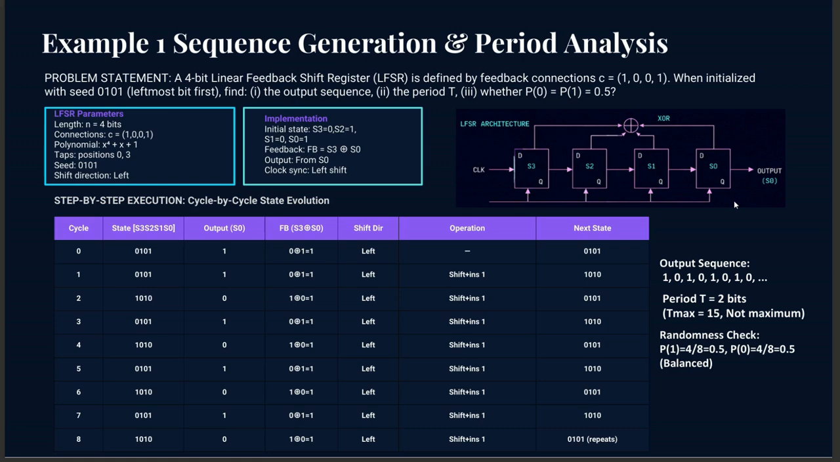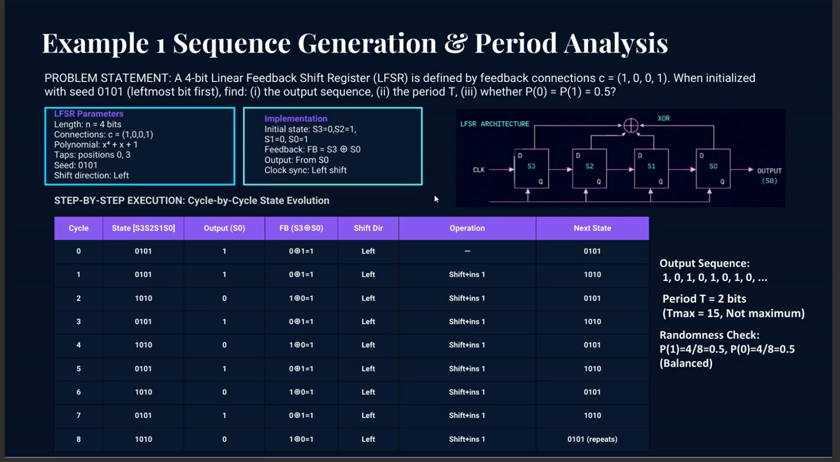Now let us understand the feedback mechanism. Here the connection vector is C equal to 1001. This means the taps are present at S3 and S0. So the feedback equation becomes S3 XOR S0. Now what does XOR mean? XOR gives 0 when both bits are the same, and 1 when both bits are different. So 0 XOR 0 equals 0, 1 XOR 1 equals 0, 0 XOR 1 equals 1 and 1 XOR 0 equals 1. This feedback bit is inserted back into the register after shifting.